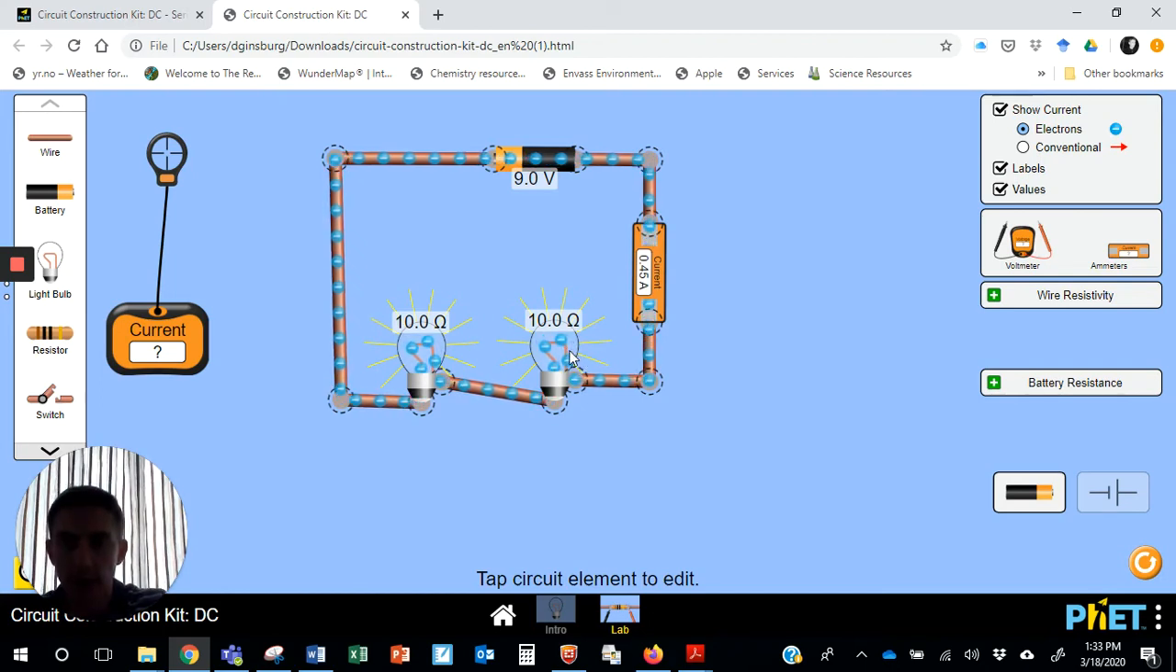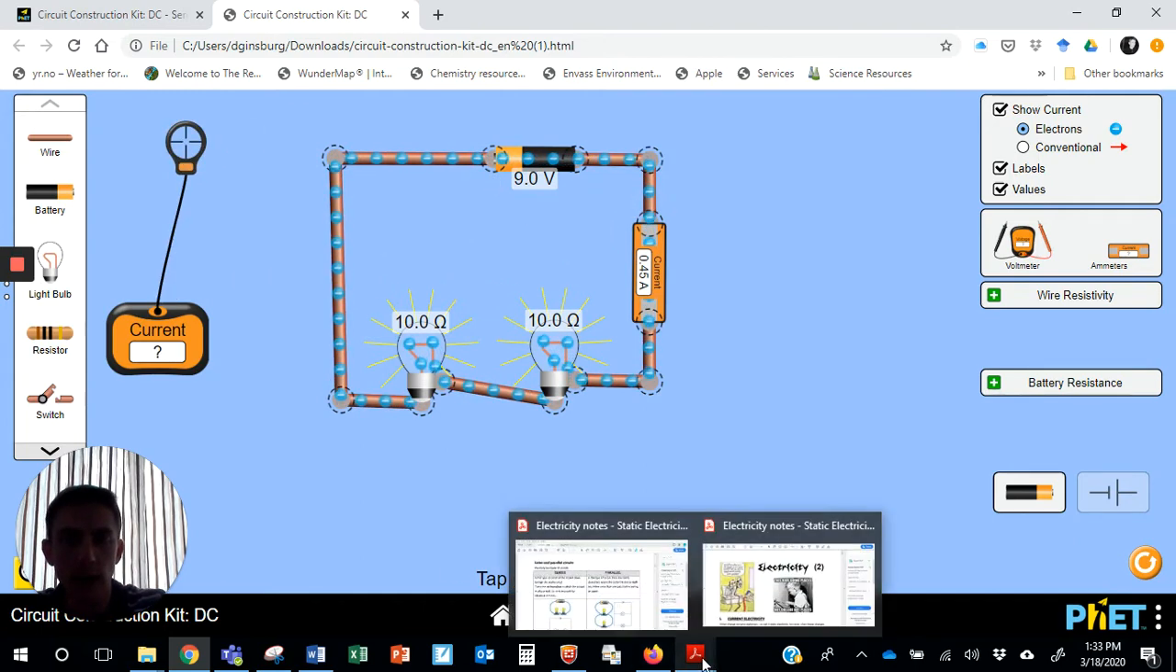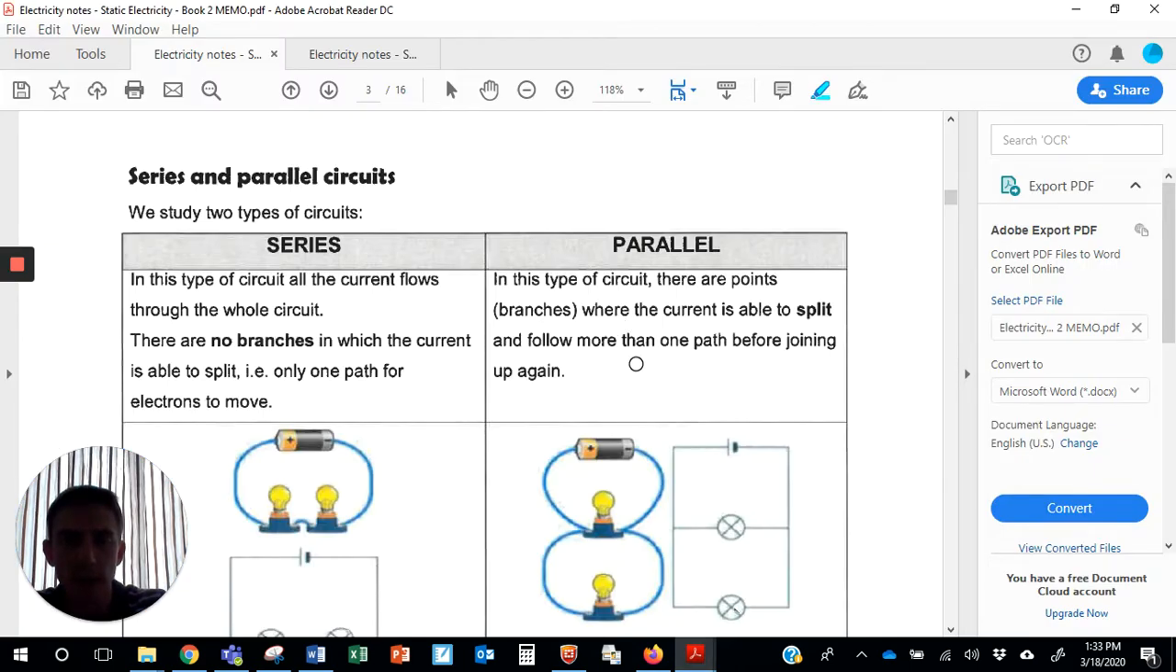We looked at series circuits and we saw that current everywhere in a series circuit was the same. So in all parts of that series circuit, the current was 0.45 amps. Now we're going to look at what happens in a parallel circuit.